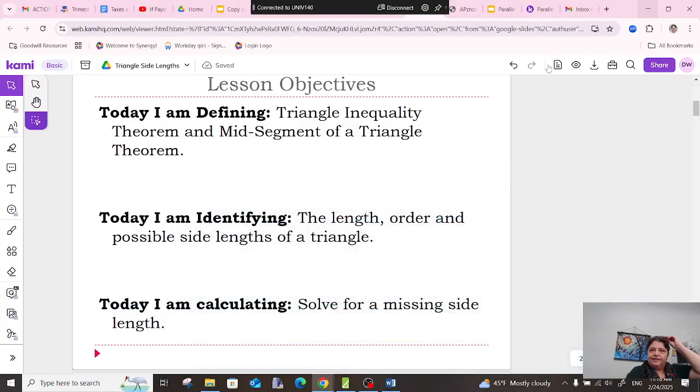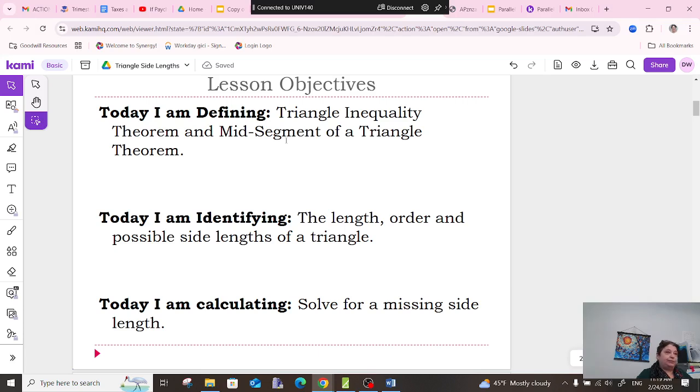Okay, so we did the stick exercise, right? And when we did the stick exercise and you found out that the two smaller sides added together always has to be greater than the largest side, that theorem has a name. And that name is called the triangle inequality theorem. That's the theorem that you actually were experimenting with.